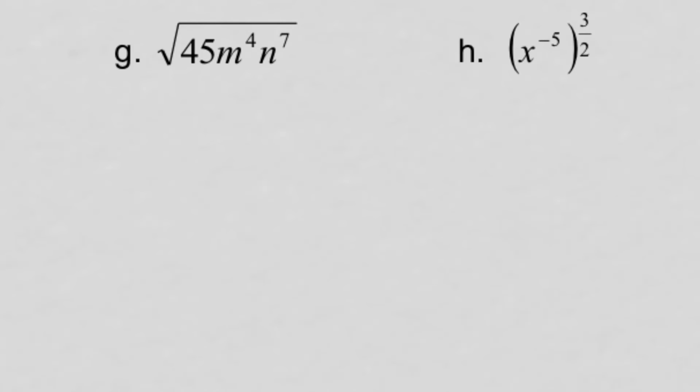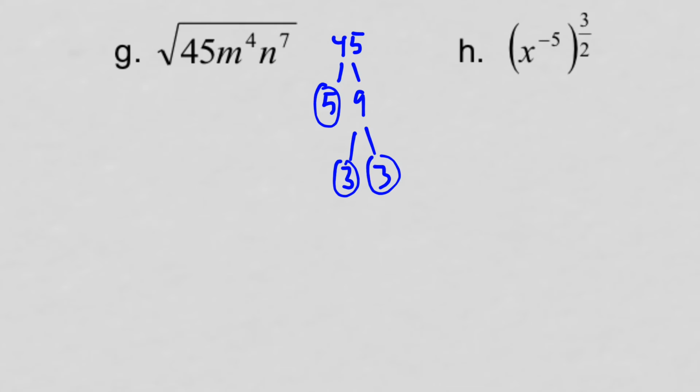Okay, let's look at G. The square root of 45, m to the 4th, n to the 7th. I'm going to start by making a factor tree for 45. It's 5 times 9. 5 is done. 3 times 3. Alright, so it looks like I have 2 3's and a 5. These 2 3's will get together. One will come out. The other one will die, right? And the 5 will stay inside. The index, I didn't mention this, is 2, so that's why I'm only looking for pairs, right? Pairs of 2. The index is just 2.